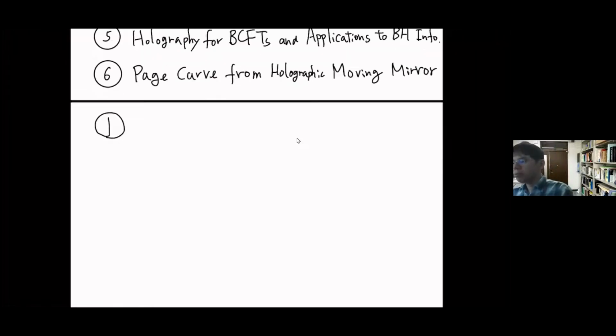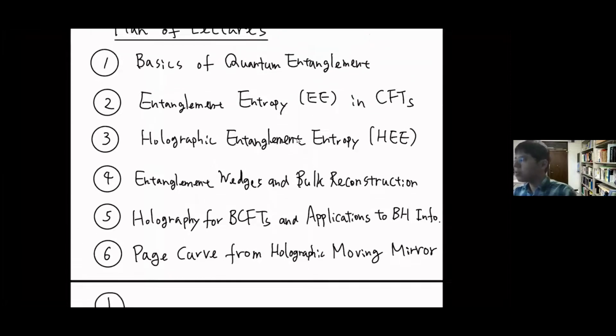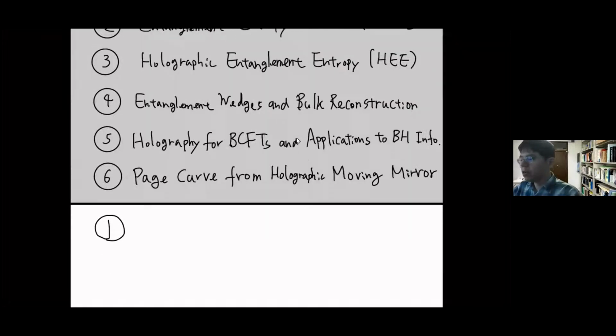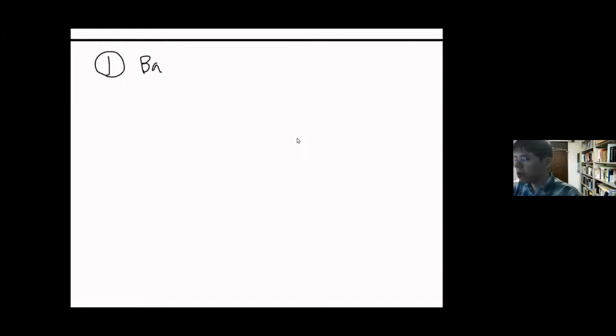Okay, so here I'm going to write the lecture contents. Let me start with the basics of quantum entanglement. Anyway, I will post my better written notes later, maybe on Slack.